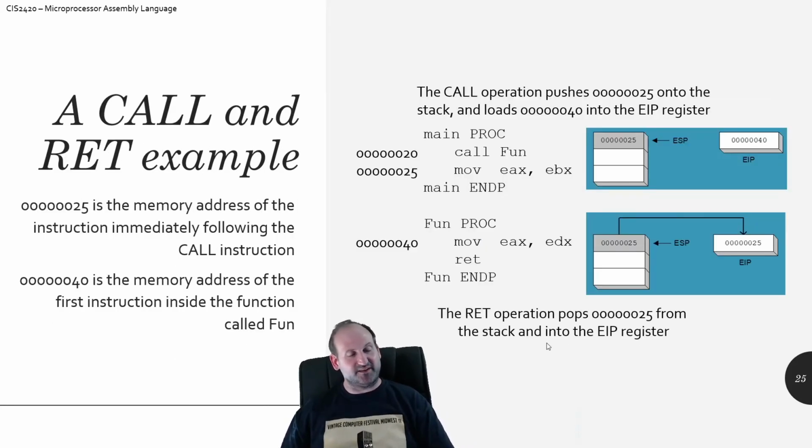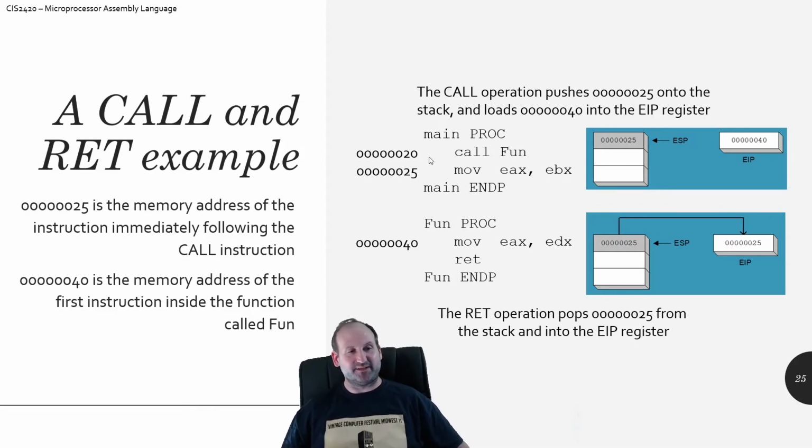So here is a little more detailed example of this. Let's say that 00025 is the memory address of the instruction immediately following the call. So I want to call fun, for function, and it's at 20 hex. It's 5 bytes to do this: 1 byte for the call, 4 bytes for the memory address.